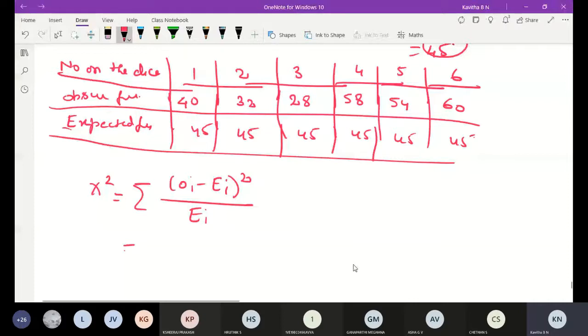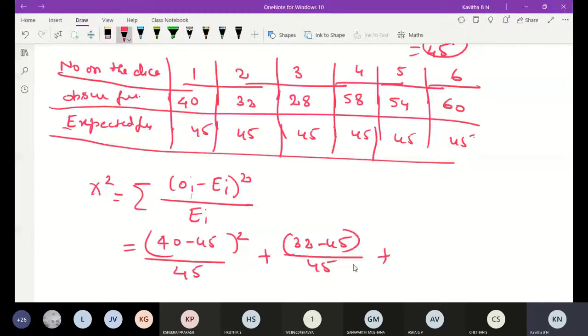In this problem it is not mentioned how to find the frequency. In the previous problem it was mentioned that we have to use the binomial distribution, that's why we used it. In this problem no distribution is mentioned, so what we did directly is add all the observations, divide by the number of dice faces, 6, and we got 45. Then write the chi-square formula.